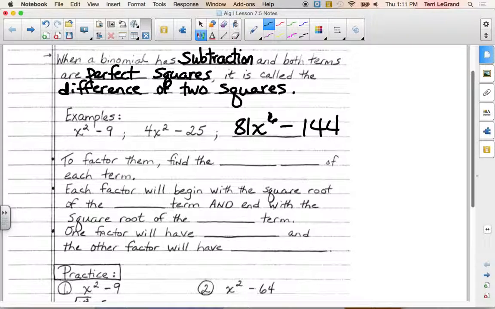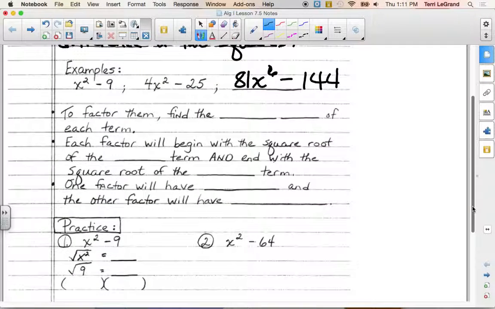Is there anything that you could take times itself that would give you 81x to the 6th? Yes, 9x to the 3rd. I got a perfect square. How about 144? 12. Oh, mine qualifies, doesn't it?